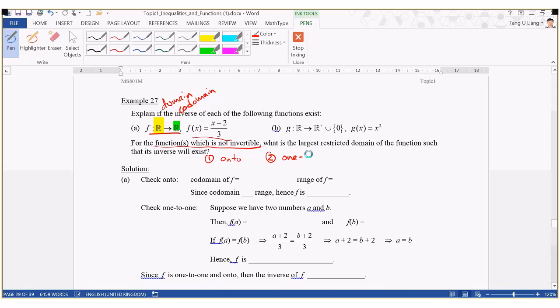So how to check onto? The meaning of onto is when the codomain is equal to the range. So we have to check the codomain of f, and the codomain of f is R, as given here. How about the range of f? What is the range of x plus 2 over 3? Can anyone tell me? Yes, it's also R. So since the codomain is equal to the range, f is an onto function.